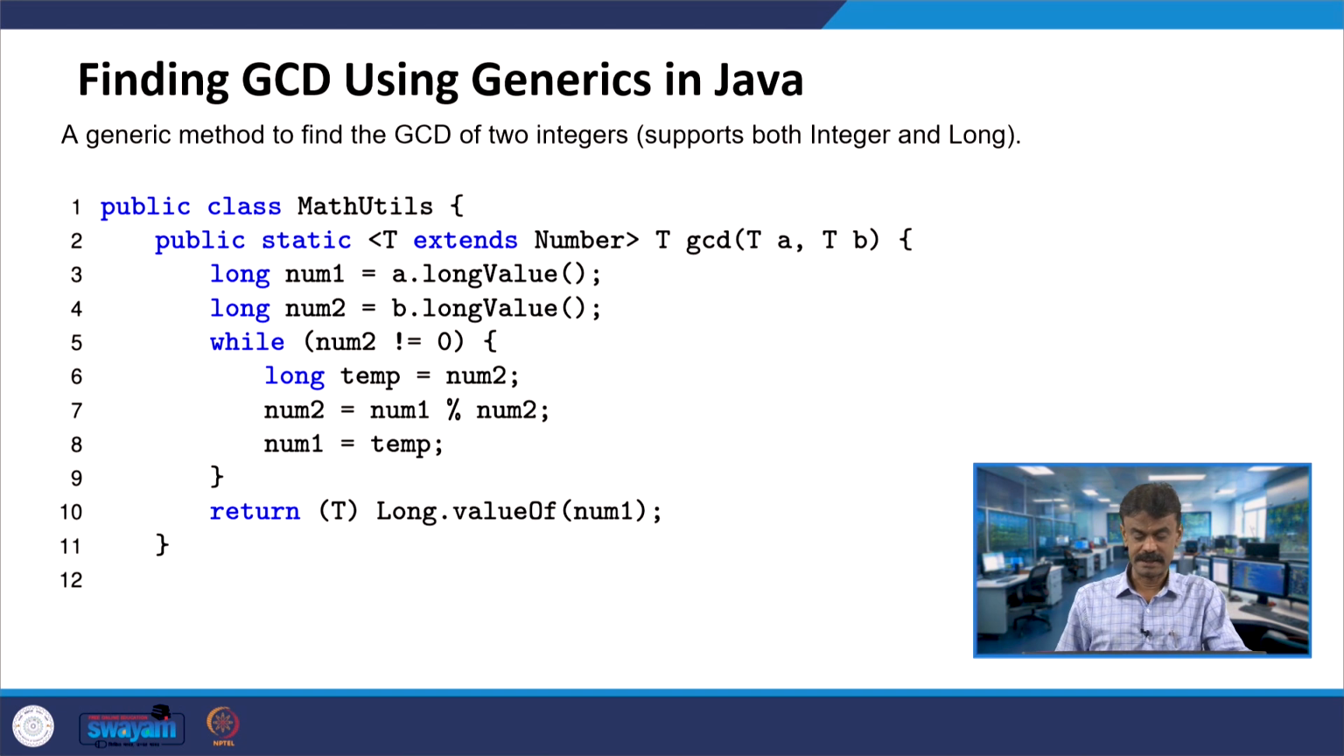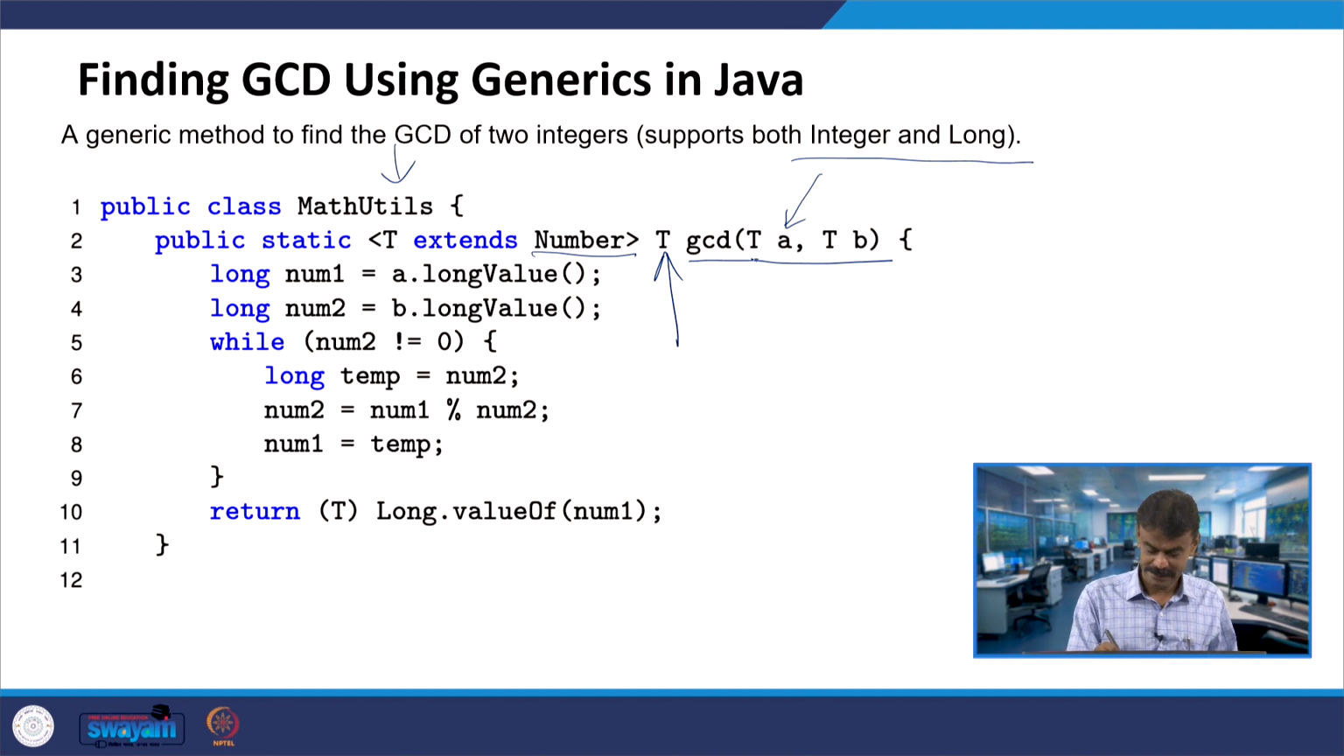Let us consider it is going to support both integer and long. Now we have the class MathUtils, and T is extending Number, which is a class, and we have a method GCD whose return type is T. A is one number you are going to give, and B is the other. Suppose it is an integer, T is integer; suppose it is long, T is long.